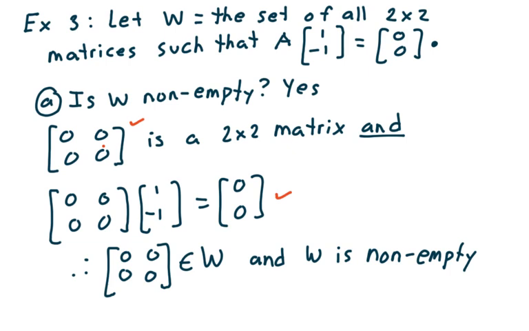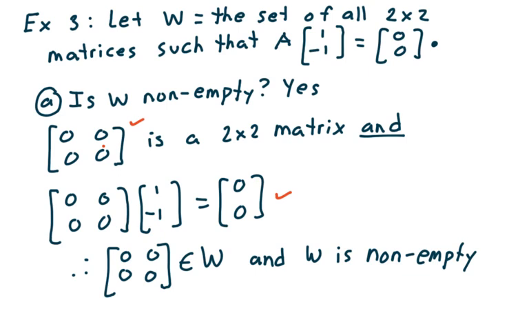Example 3. This one's a good one too. Let W equal the set of all 2 by 2 matrices such that A times the column vector 1, negative 1 is equal to the column vector 0, 0.